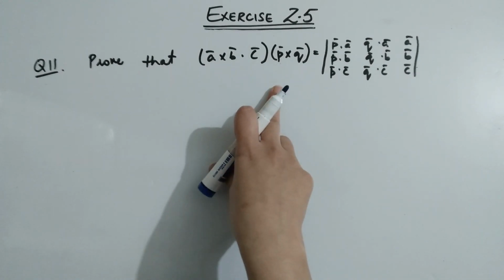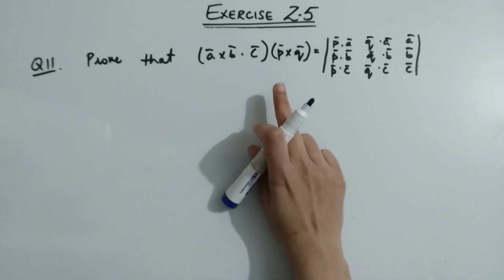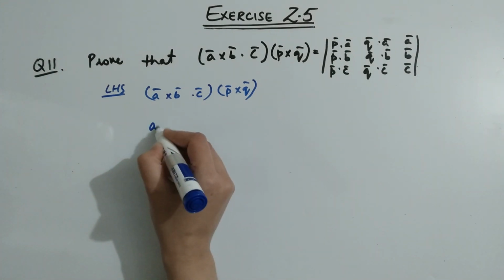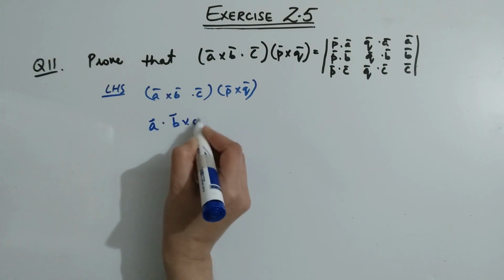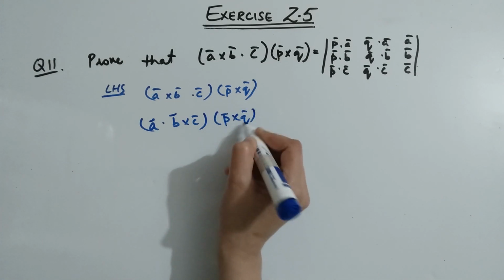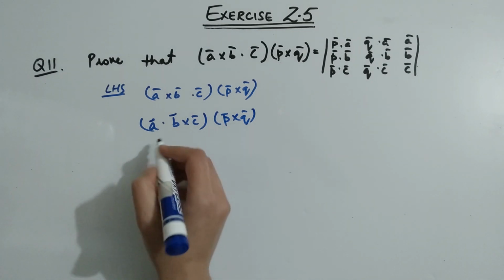So expand the right hand side to get the left hand side, or expand the left hand side to get the right hand side. You can also write it as a dot b cross c, and this b cross q. Now a is a vector with 3 components, also b, c, p, q. They have 3 components all.